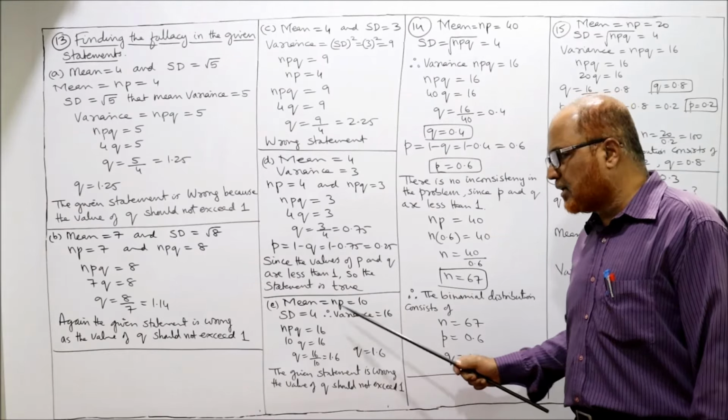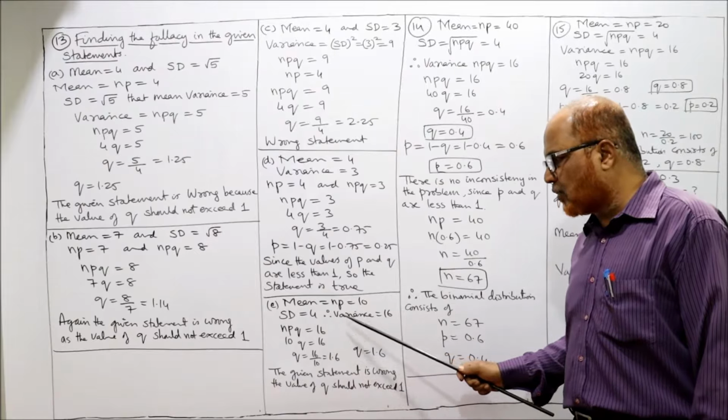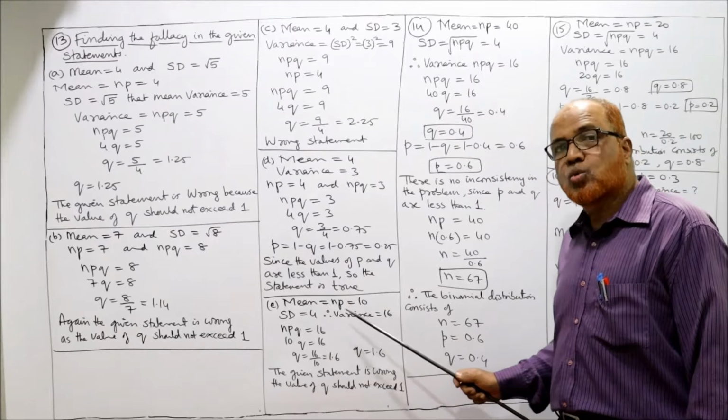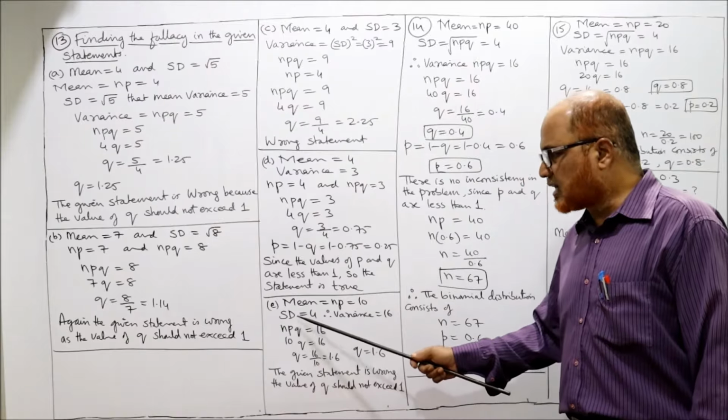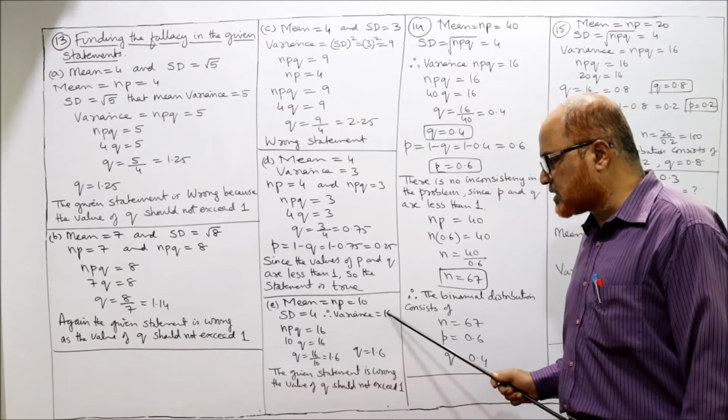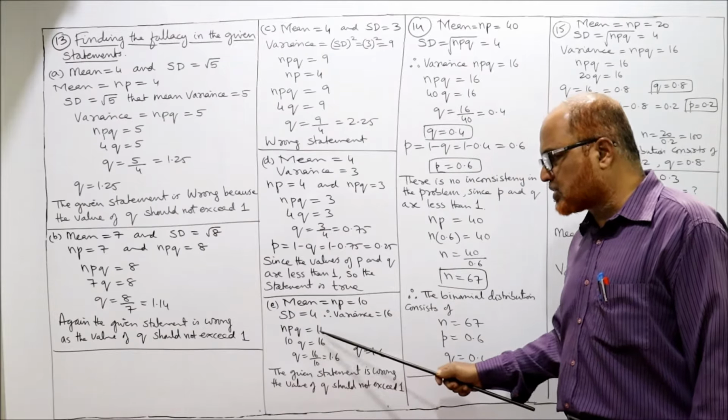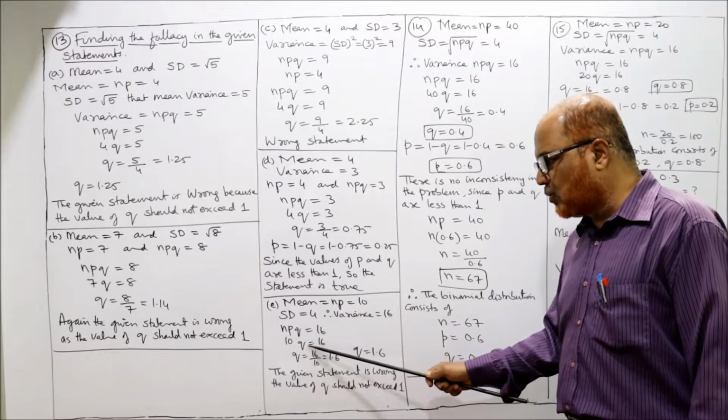Mean is equal to 10. Standard deviation is 4. Therefore, variance is equal to 16. Square of standard deviation. ये standard deviation को square कर देंगे. 4 4 is 16. तो NPQ is equal to 16. NP 10. 10Q is equal to 16.